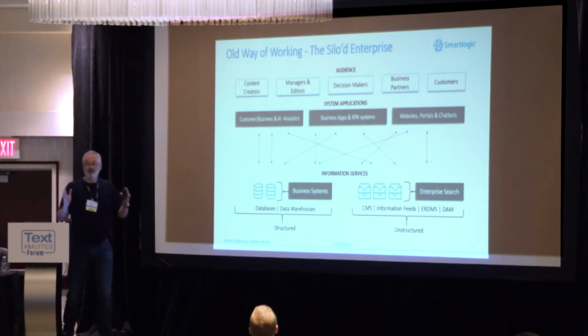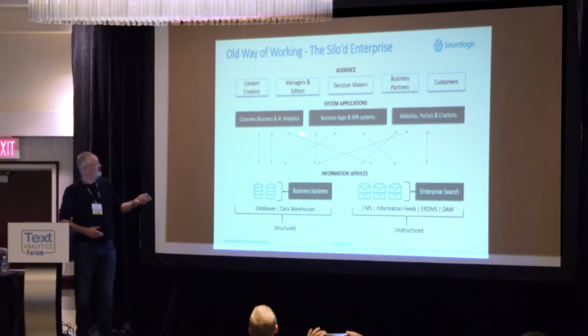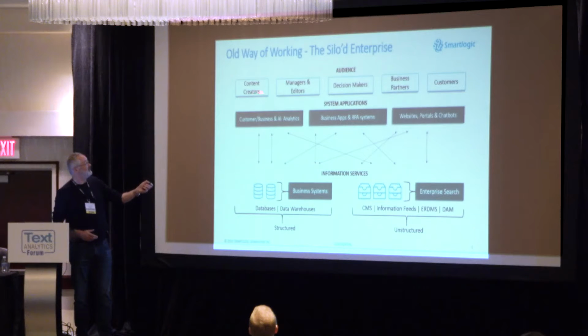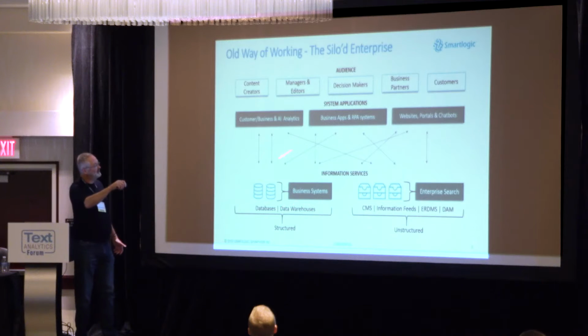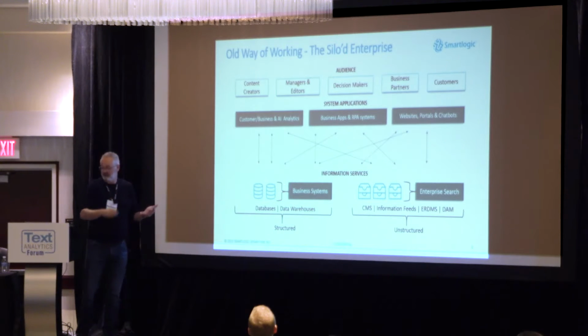Here's the old way of working. This is the normal insights place that a business finds itself in. The siloed enterprise where you've got audiences, people who are doing different jobs, who are interfacing with systems. Those systems, everything from customer analytics, BI analytics, AI analytics, new systems like robotic process automation and business applications, chatbots, portals, websites. And then down below you've got your information services. And information services is everything from databases through to unstructured, search, content management, all that stuff. And the thing about the siloed enterprise is the meaning of all the data is implicit in the links between the business apps and their own data. So you end up with nowhere to go, no one place to go for both data and metadata.